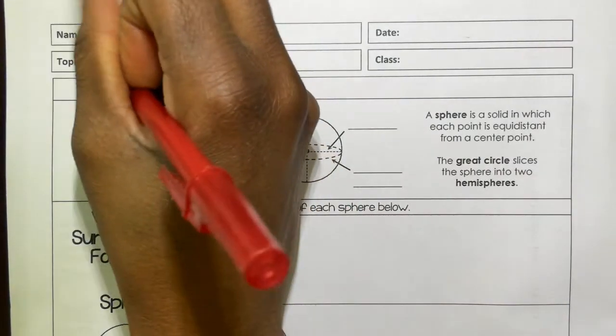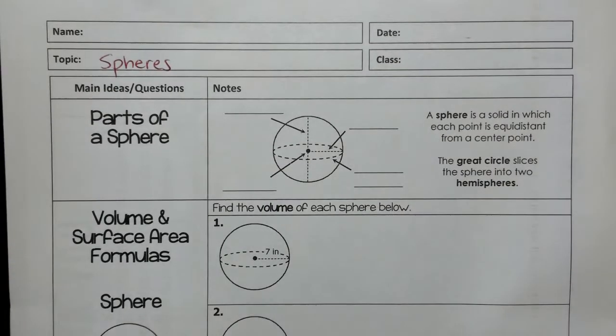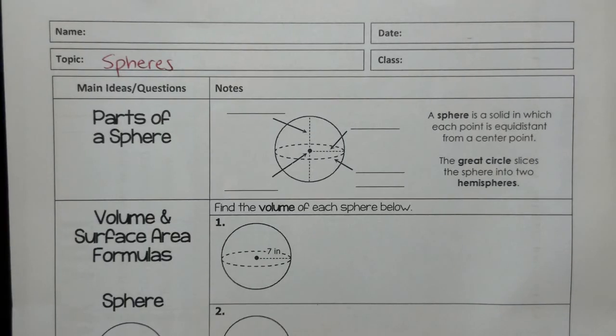So the topic is spheres, and this is still the surface area and volume unit, so we're in unit 11, continuing on with those topics, but we're doing circular figures now, so spheres.